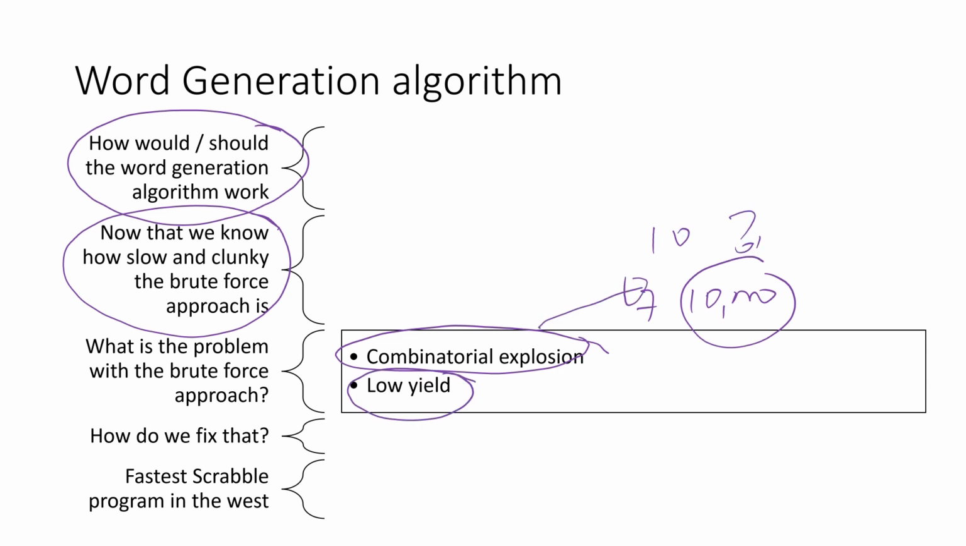It's not just the combinatorial explosion, it's also the low yield of valid words in the combinations that were generated. A lot of the effort, the time, the memory, the resources that we spent generating those combinations went to waste because there were very few or zero valid words among them. How do you fix that? You fix that by looking at how the fastest Scrabble program in the West addresses that question.